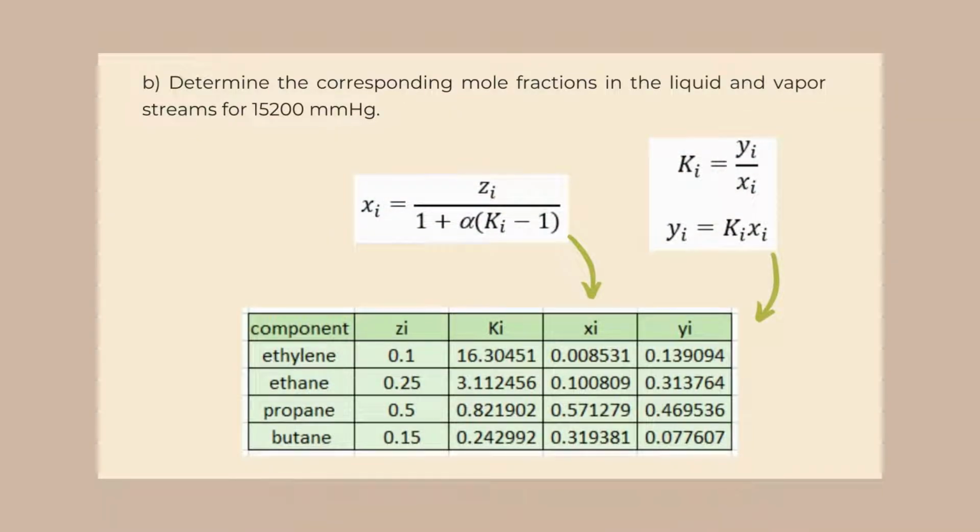For question B, the mole fractions in the liquid and vapor streams need to be determined. From the previous calculation of Ki and alpha, which is 0.7006, the mole fraction of liquid for each component, Xi, is determined. The Xi can be calculated by using the equation in the slide, and from the calculated value of Xi, the Yi, or the mole fraction of vapor for each component, can be determined. The Yi is calculated using the equation stated in the slide.